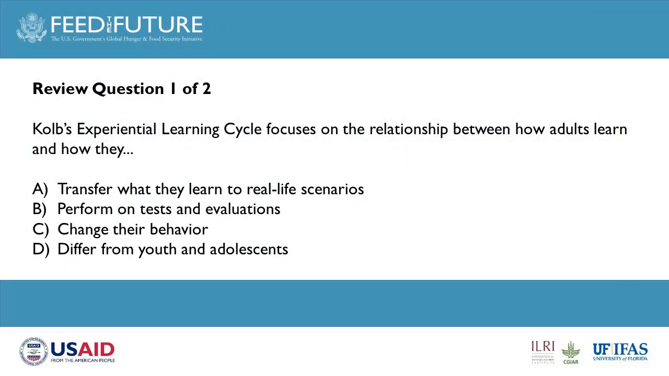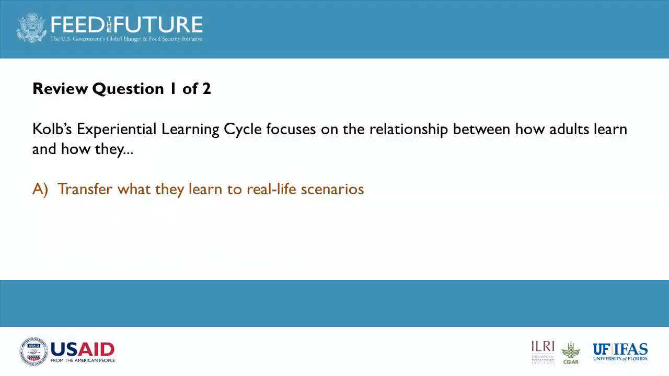Now for a brief review. Kolb's experiential learning cycle focuses on the relationship between how adults learn and how they A. transfer what they learn to real-life scenarios, B. perform on tests and evaluations, C. change their behavior, or D. differ from youth and adolescents. The correct answer is A. Kolb's experiential learning cycle focuses on the relationship between how adults learn and how they transfer what they learn to real-life scenarios.